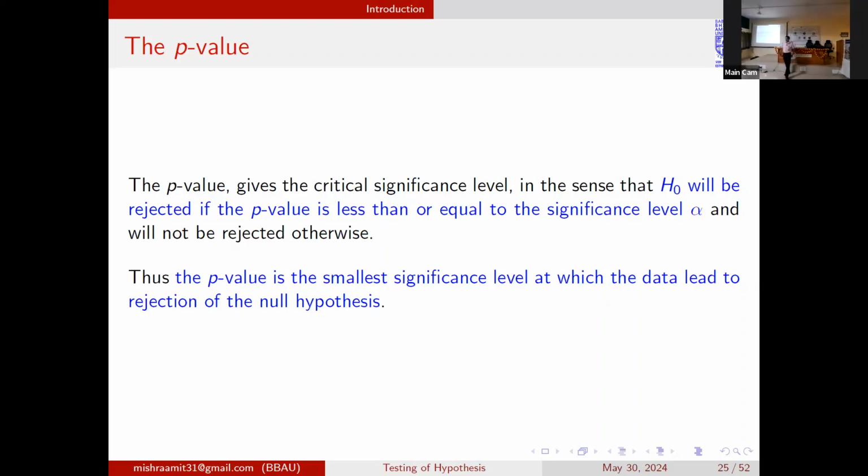So if your p value is very, very small, what does it indicate? It indicates that the null hypothesis must be rejected. Why? Because if the null hypothesis is true, this gives us the probability of getting this kind of data or more extreme. So this is related to the level of significance. That means the smallest significance level at which the data lead to rejection. For example, the p value is 0.05%. If you fix your alpha bigger than that, it will reject; if you fix alpha smaller than that, it will not. I can show you one example.